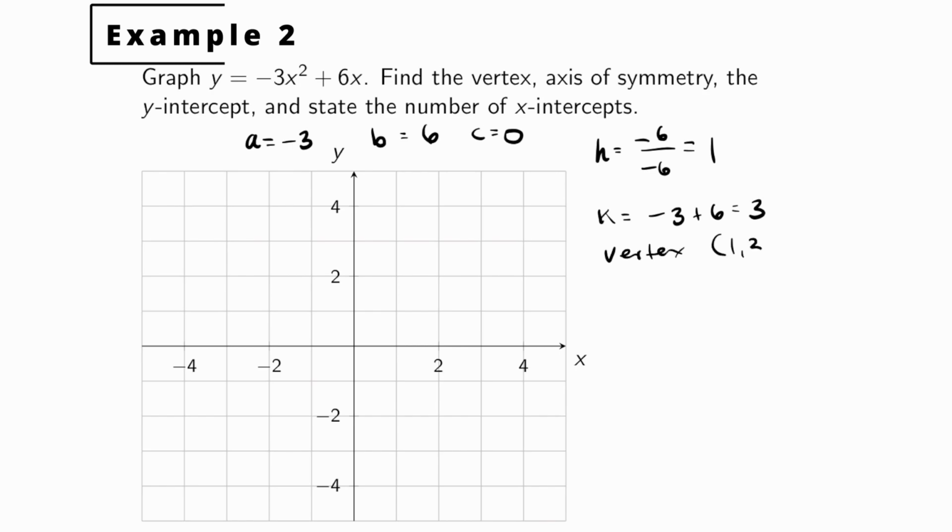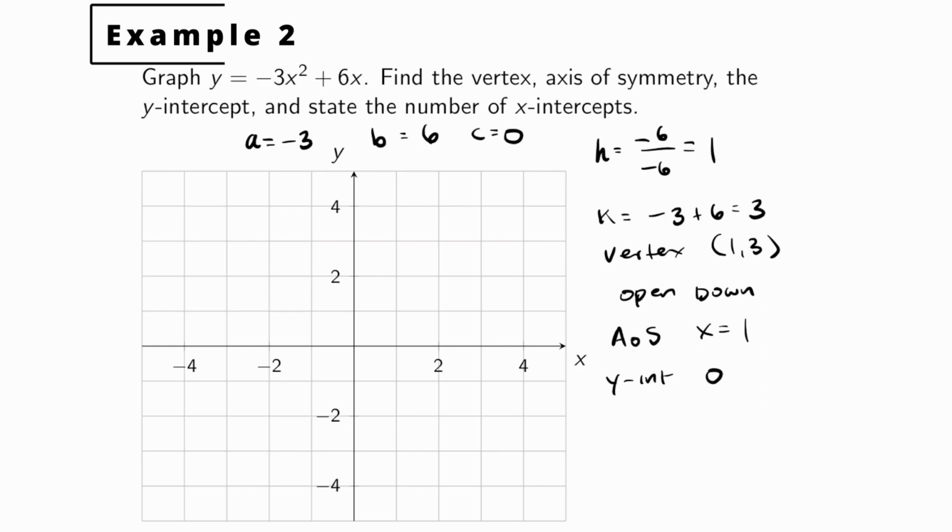So the vertex is 1, 3. This is going to open down because a is negative. The axis of symmetry is going to be x equals 1. Again, it's x equals the x-coordinate of the vertex. And the y-intercept is going to be c, or the constant coefficient, which in this case is 0.